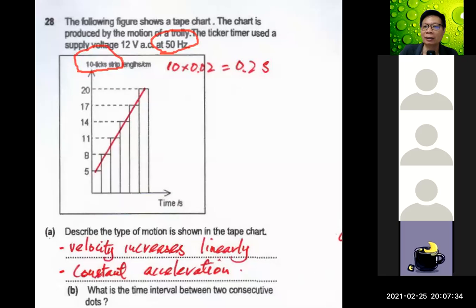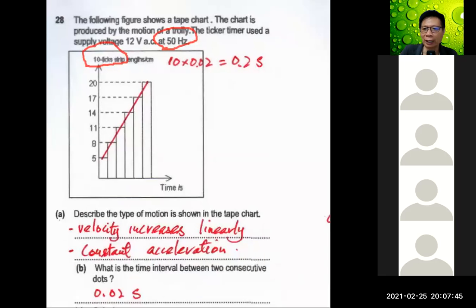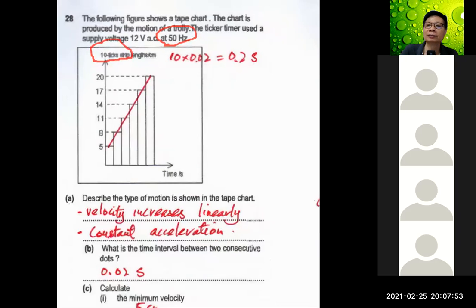Danny Yap. Okay. Danny Yap. What is the time interval between 2 consecutive dots? 0.02 seconds. Yes, very good. 0.02 seconds. Yes, correct. Thank you. Next. Find the minimum velocity. Where to find the minimum velocity?